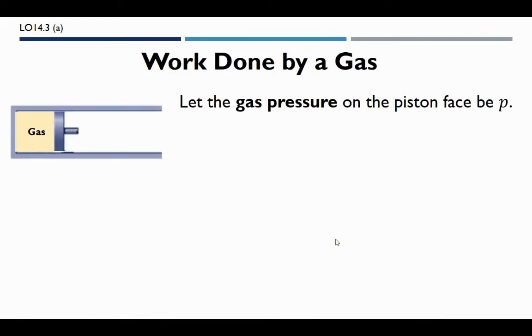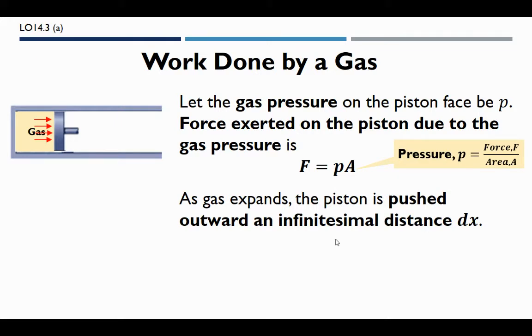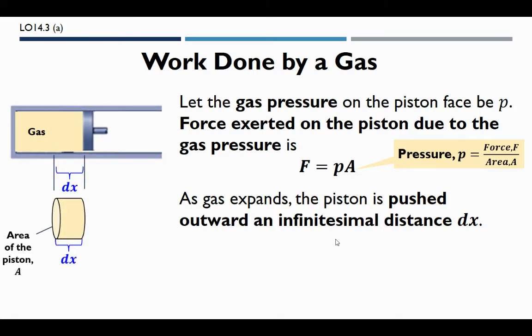Let the gas pressure on the piston face be P. The force exerted on the piston due to the gas pressure is force equals pressure times area. As the gas expands, the piston is pushed outward an infinitesimal distance dx. The area of the piston times the change in the horizontal distance gives you the change in volume dV. dV is equal to A dx.